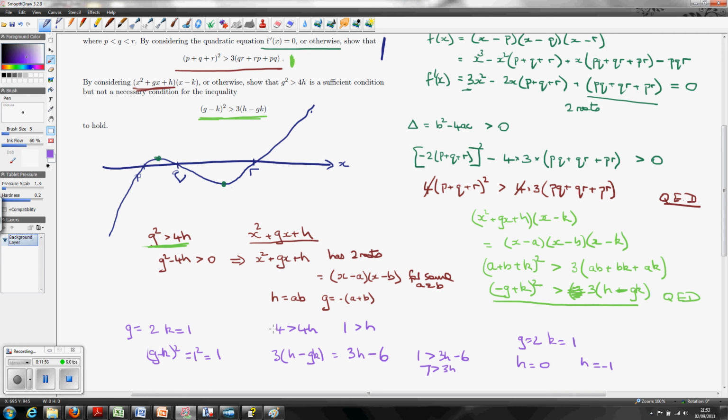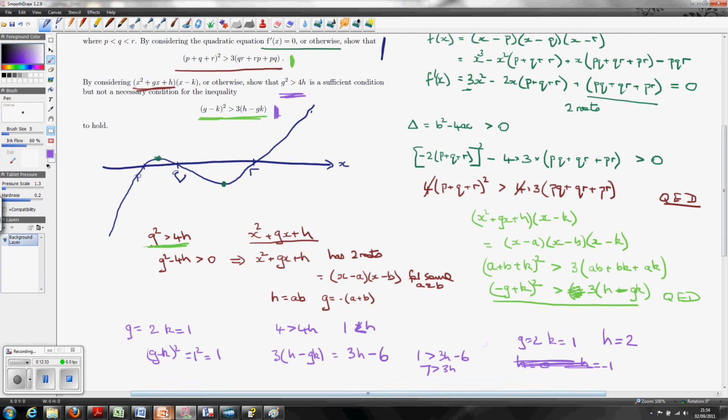Oh, I'm sorry, I'm doing this the wrong way around. I've made a mistake here. I've got to show that this is not a necessary condition, so I've got to find values for which this is true, but that is not true. So I've got to find 1 is bigger than h, no, h bigger than 1, and also 3h less than 7. Well, h equals 2 will do just fine here. If h equals 2, g equals 2, k equals 1, then the inequality is true, but that condition is not true, so it's not a necessary condition for the inequality.